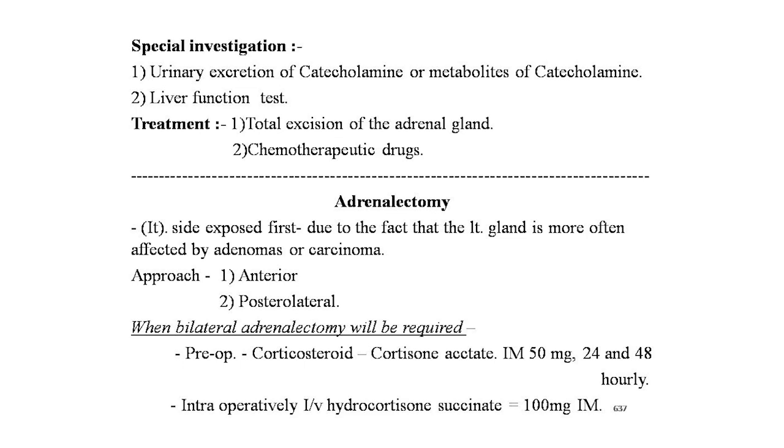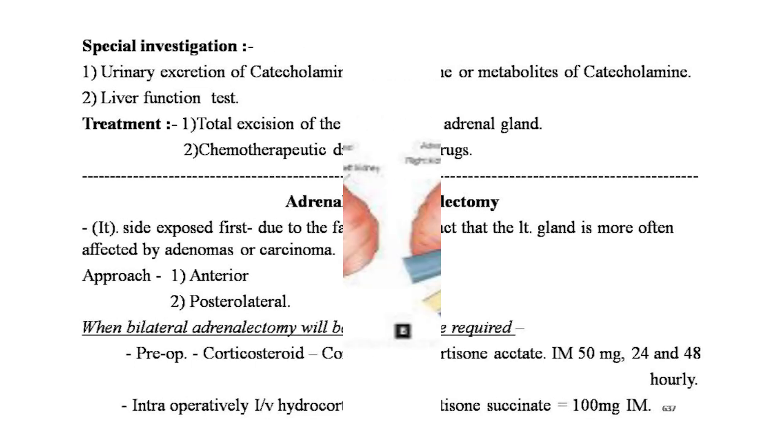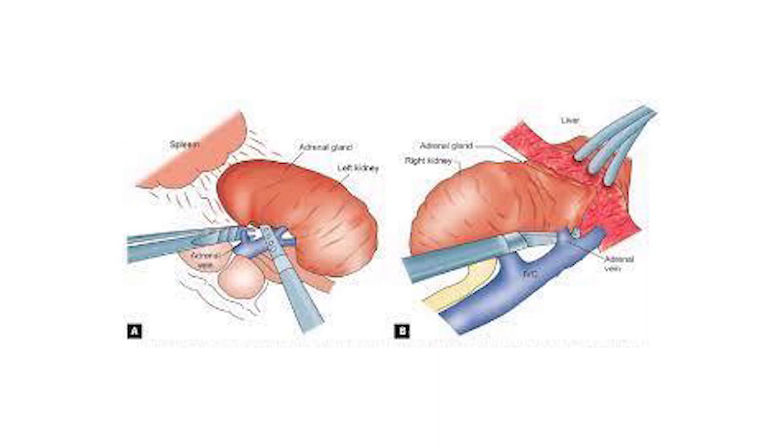When bilateral adrenalectomy is required, preoperative corticosteroids of cortisone and ACTH intramuscular 50 mg, 24 and 48 hourly, and intraoperatively IV hydrocortisone succinate 100 mg IM should be given. Picture of the adrenalectomy is clearly seen.